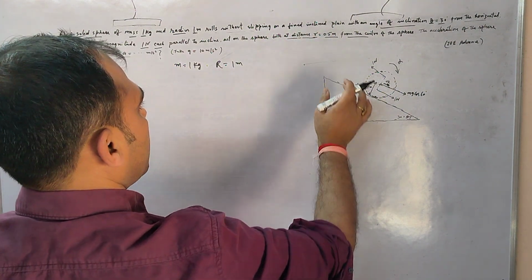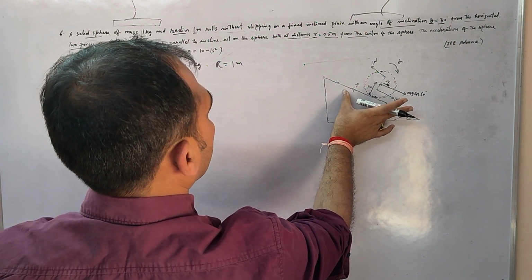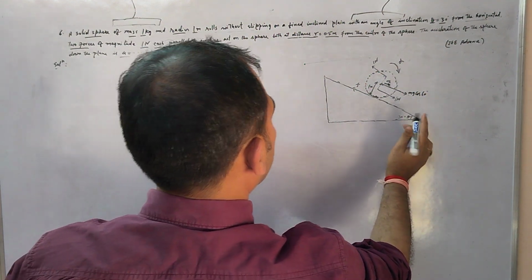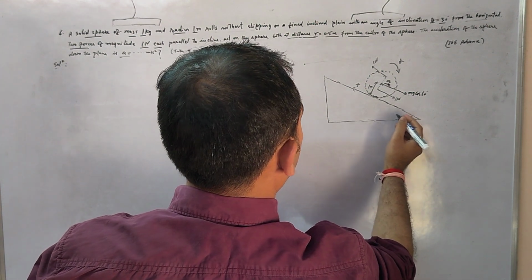On a fixed inclined plane. This is a fixed inclined plane with an angle of inclination theta of 30 degrees from the horizontal. This makes an angle of 30 degrees with this horizontal.